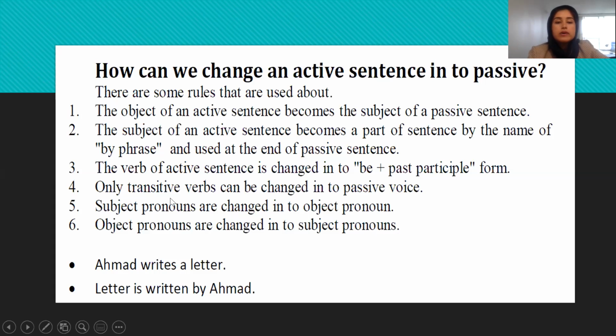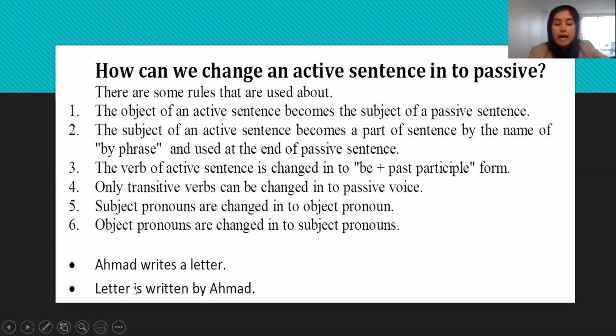Only transitive verbs can be changed into passive voice. Transitive verbs are the verbs that need an object. Without an object, they don't give a complete meaning. So we can only change the transitive verbs to passive voice because we do have an object for them.